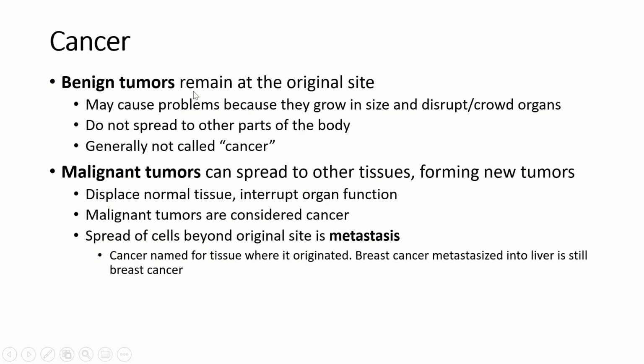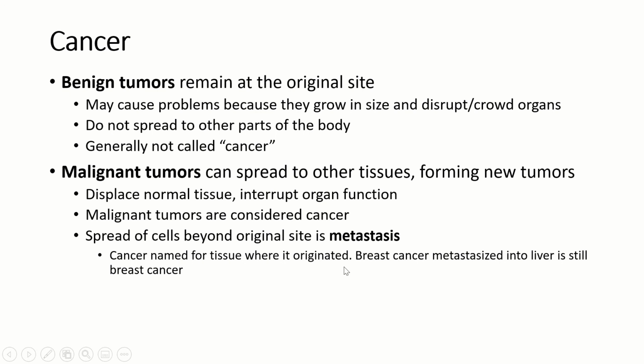The problem comes either because the cancer is pushing on something and causing damage to tissues, or especially when the cancer begins to spread. So we call that a malignant tumor. A malignant tumor is one that has undergone metastasis. Metastasis is where cells from the tumor start breaking off and traveling either through the bloodstream or the lymphatic system to other tissues. They can then lodge in those other tissues and form new tumors. That can become a problem in and of itself. They can displace normal tissue, interrupt organ function, and this is hugely problematic.